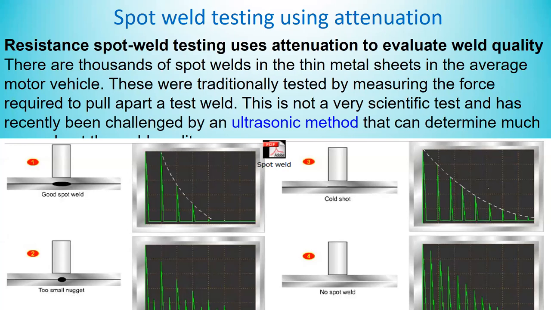Resistance spot welding testing using attenuation to evaluate weld quality. There are thousands of spot welds in the thin metal sheets in the average motor vehicle. These were traditionally tested by measuring the force required to pull apart a test weld. This is not a very scientific test. It has recently been challenged by an ultrasonic method that can determine much more.